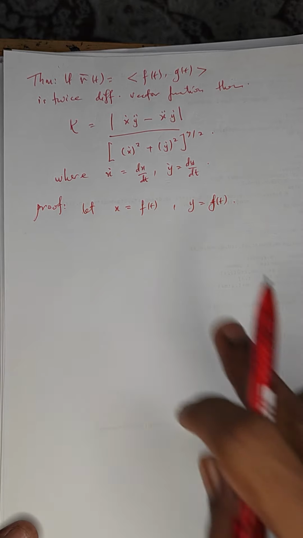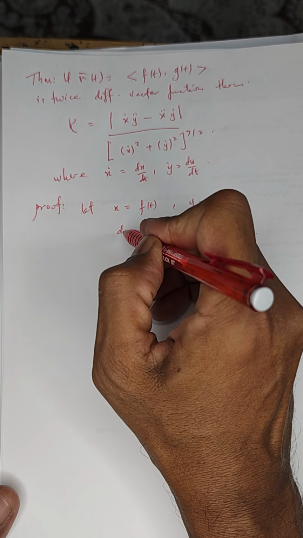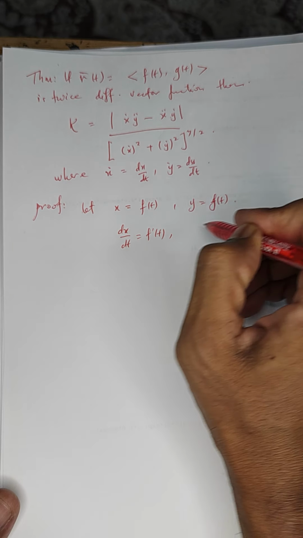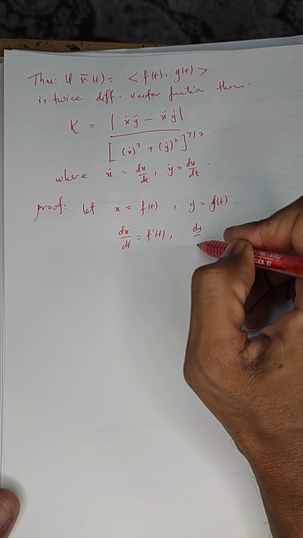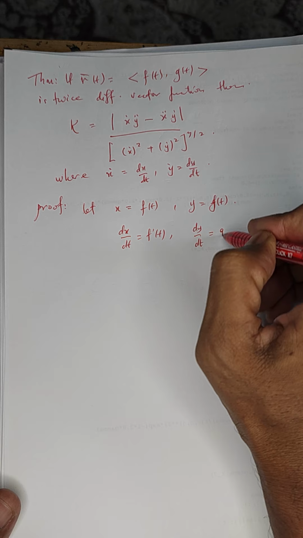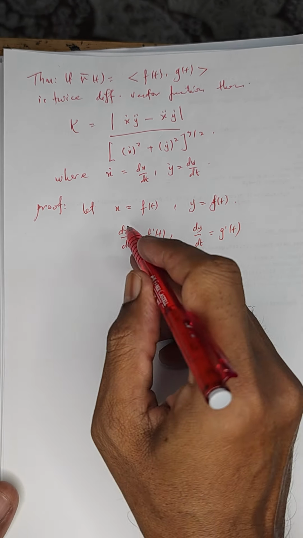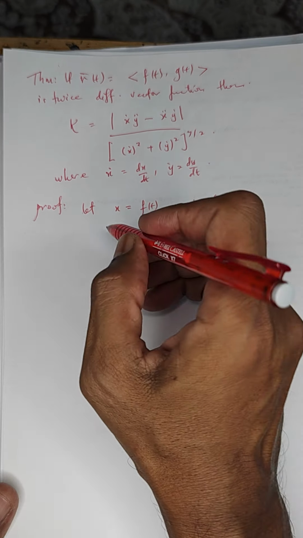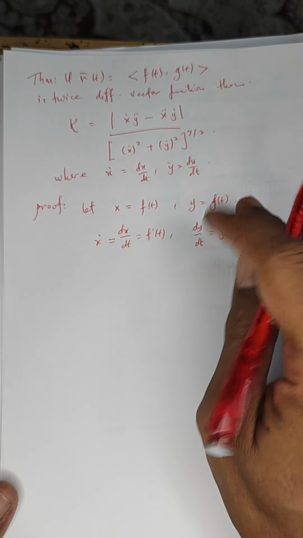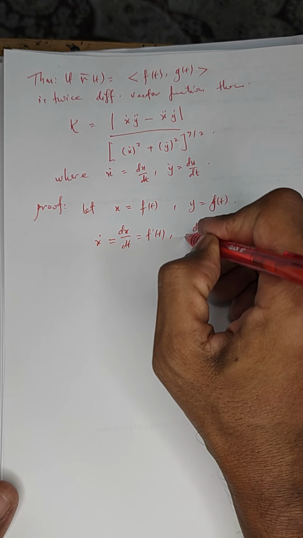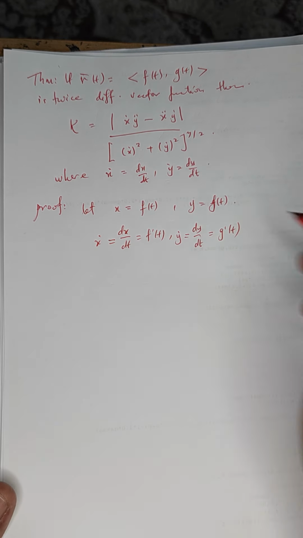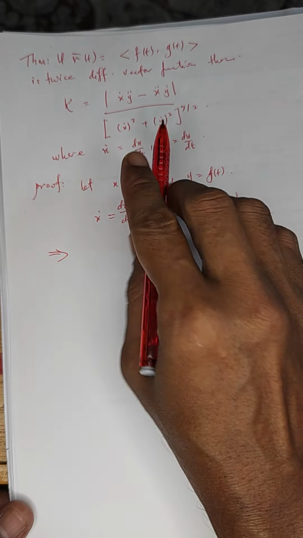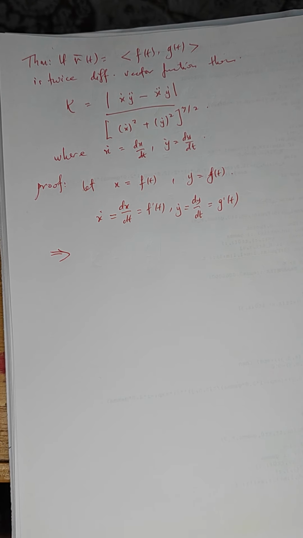Okay, so from there I can find dx/dt, which is given as f prime t, and I can find dy/dt as g prime t. I denote dx/dt as x dot, and dy/dt as y dot. So therefore you can find what y prime is in our formula.